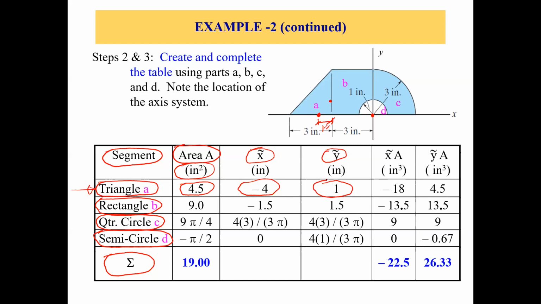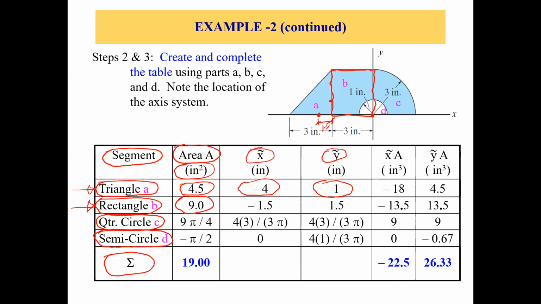Okay. Now let's talk about part B, which is the rectangle. So now we are talking about this part B. What is the area? You know that it's base times height. So 3 times 3, we get 9 inch square as the area of this part B.